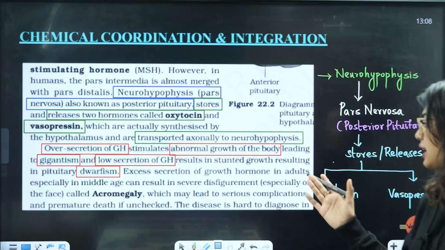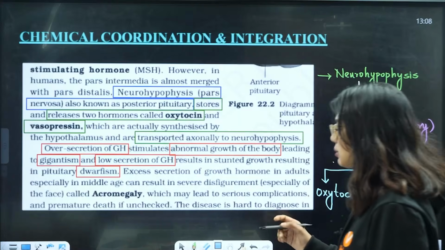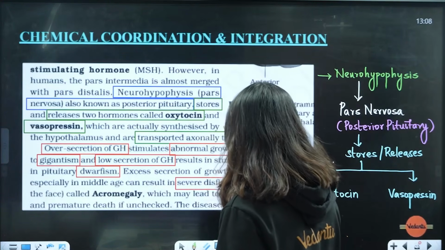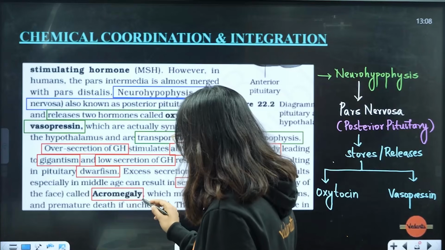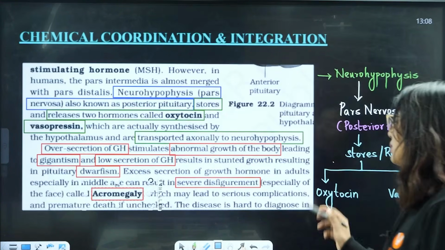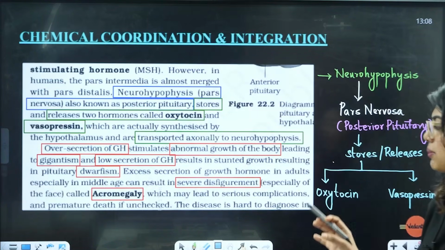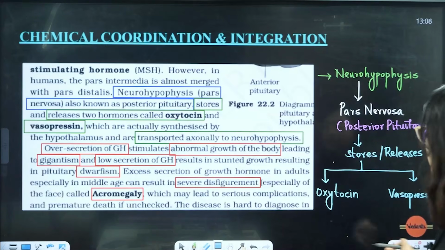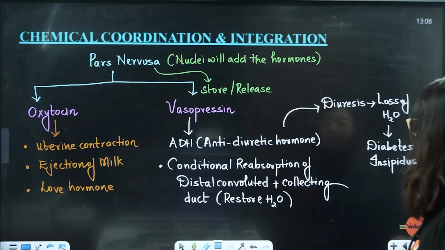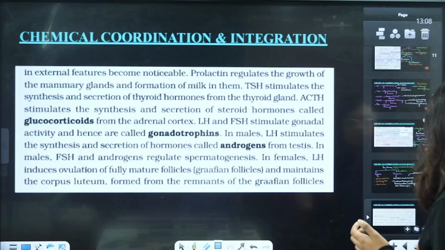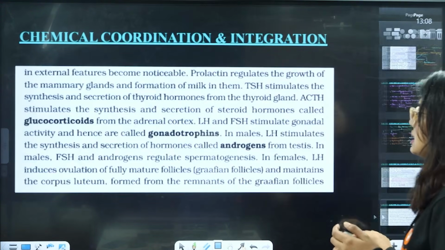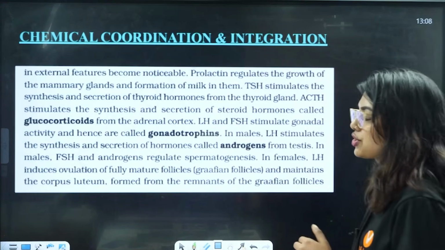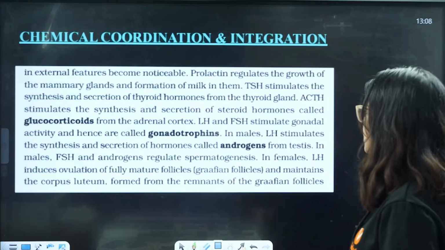Excess secretion of growth hormone in adults, especially in middle age, can lead to severe disfigurement, especially in the face. That is called acromegaly, which may lead to serious complications and premature death if unchecked. The disease is hard to diagnose until the external features become noticeable.